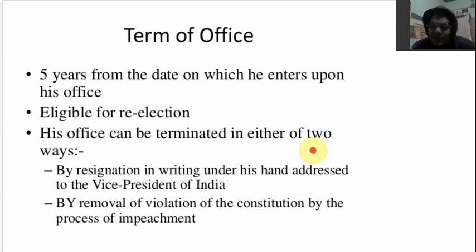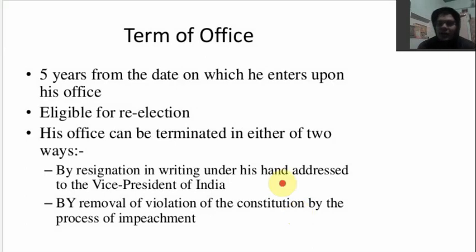Second is by removal for violation of the constitution by the process of impeachment, and this is the only ground on which the president can be removed. If the president is doing something in violation of the constitution, he can be removed by the process of impeachment. What is the process of impeachment? How is it initiated? Right now you may be listening to or reading in the newspaper that there are impeachment processes going on against the American president. We will learn everything about the Indian procedure of impeachment, but in a sequence.